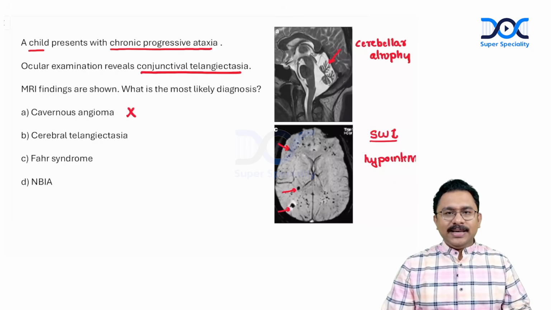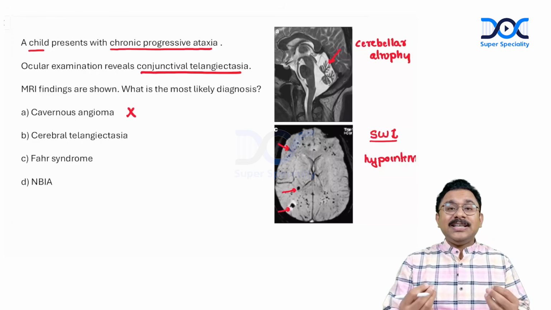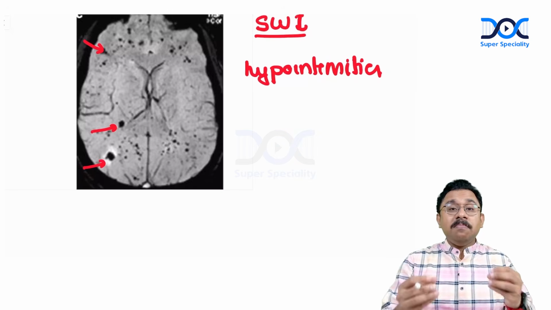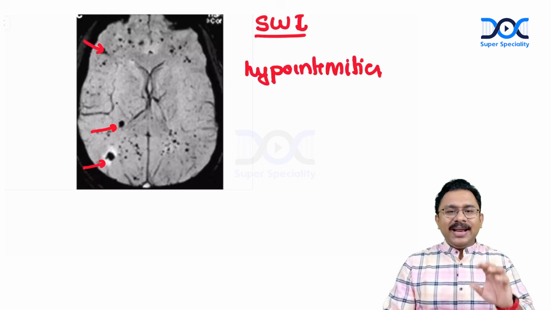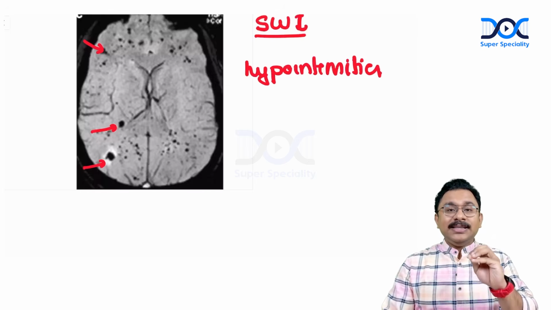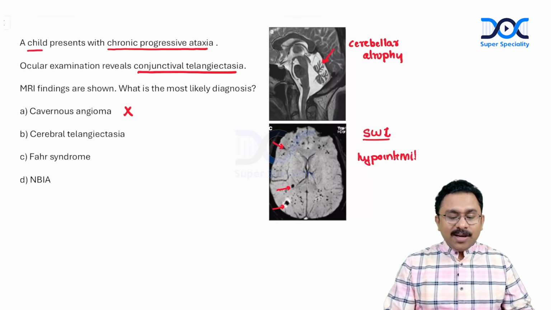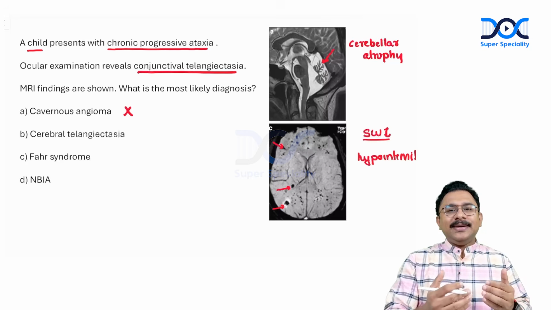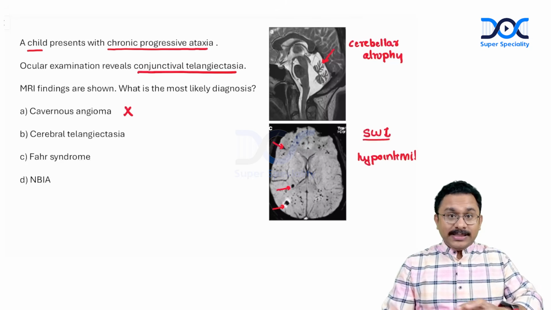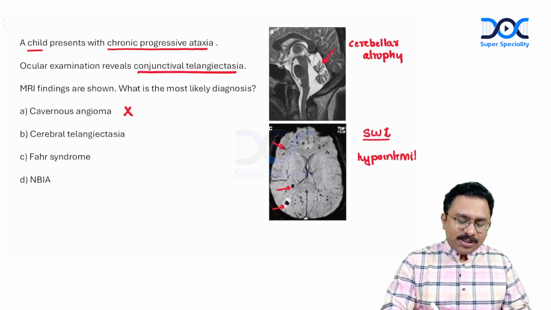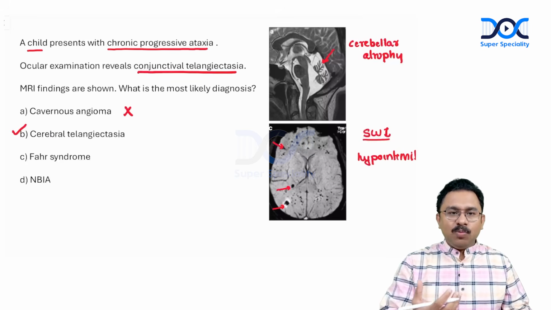Cerebral telangiectasia. Please understand, in ataxia telangiectasia, you can have telangiectatic vessels in the brain which are fragile, and these vessels can rupture, which can result in microbleeds. You can have hypointensities in susceptibility weighted imaging, definitely possible. So there is a good chance that cerebral telangiectasias, they are referring to that seen in ataxia telangiectasia, considering the spectrum. So this is one strong possibility that I would consider.